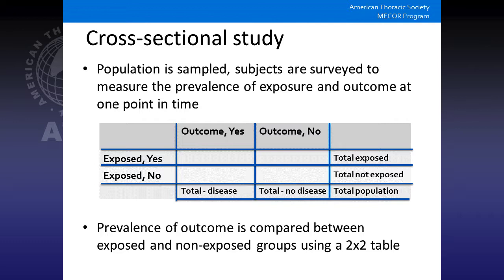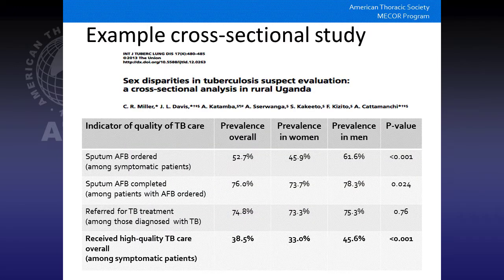So someone, for example, who is exposed and has the outcome would be in that top left box. Someone with no exposure and no outcome would be in the bottom box. Basically, it involves filling in the boxes in that 2x2 table. And that 2x2 table then allows us to assess whether or not there's an association. That is, are those with the exposure more likely to have the outcome than persons without the exposure?